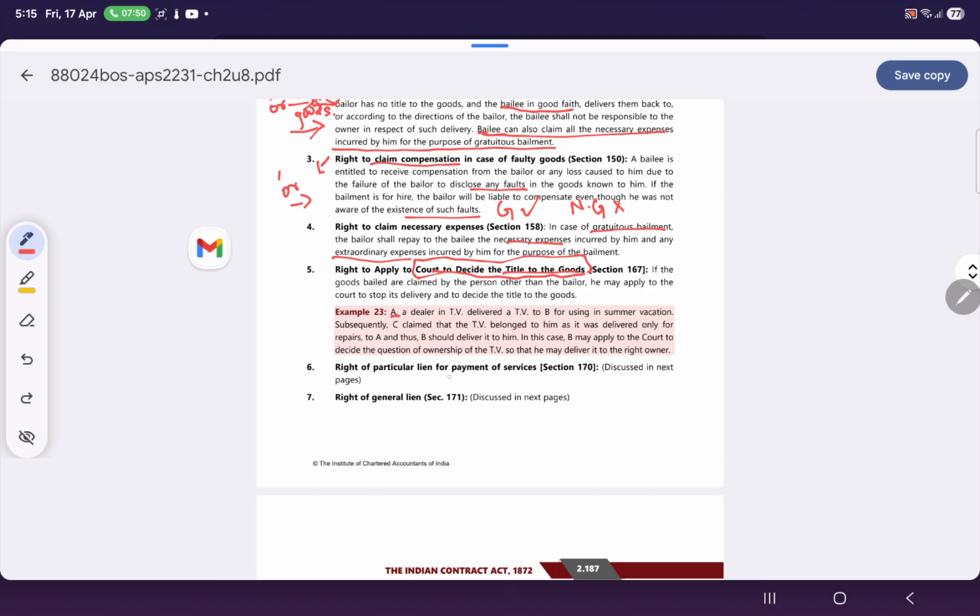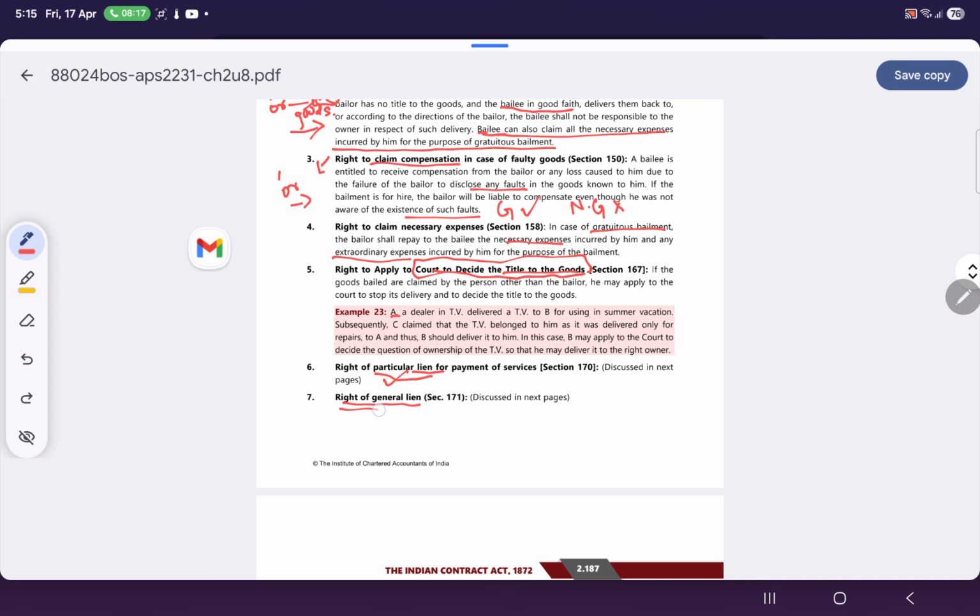Right of particular lien for payment of services. Now, when payment is due, the bailee has completed the job. Payment is due. Then what will happen? The bailor is not paying. Then what can the bailee do? Lien. He can lien the goods. That means he will not return the goods unless payment is made. Particular lien. This is for particular goods.